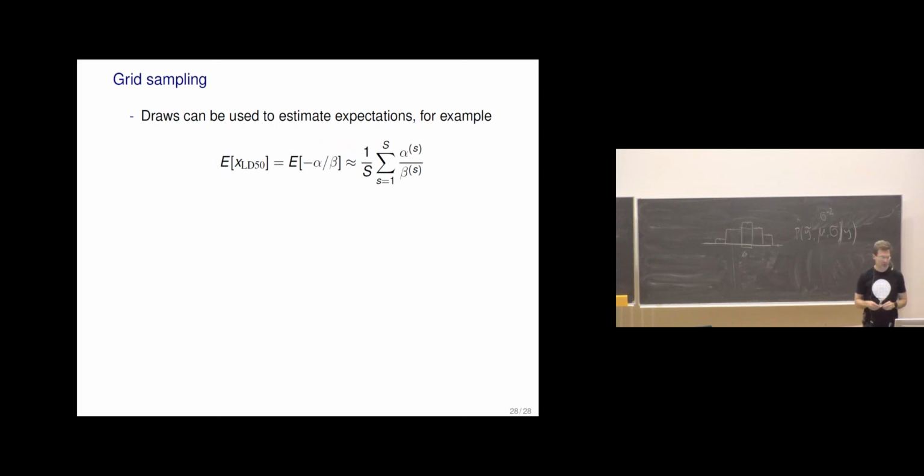And now these draws can be used to estimate expectations. For example, we wanted to know this LD50, and we can then compute the empirical estimate, empirical average given these alpha s and beta s posterior draws.